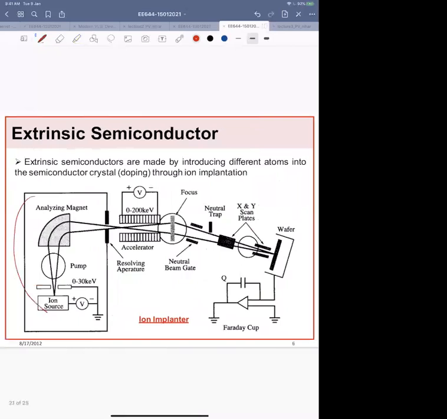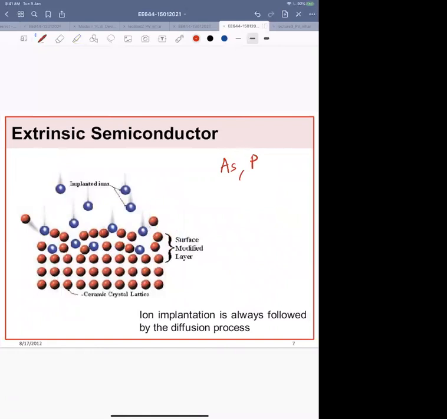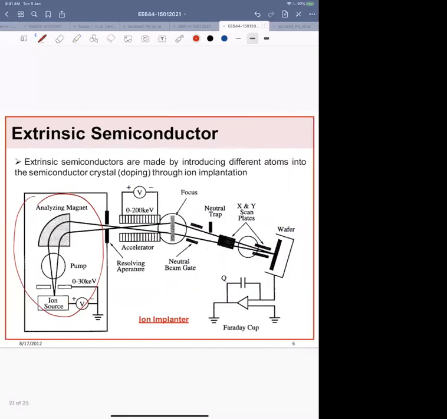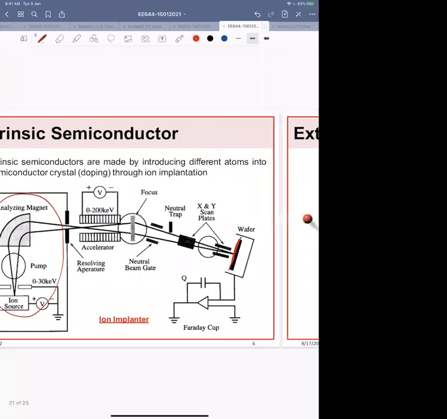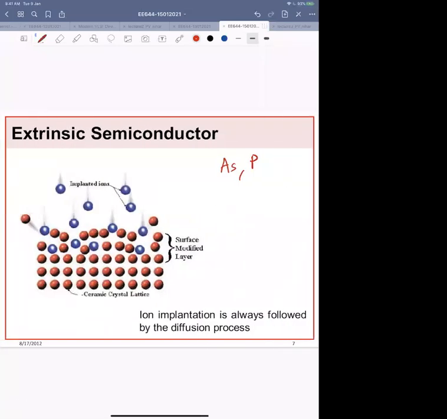In this stage you see we have the ion source. We create ions here, and then these ions are accelerated. Let's say arsenic is accelerated and then implanted into the semiconductor. So if I have my silicon here, arsenic ions are accelerated and implanted into this silicon, and the silicon crystal structure is broken. But implantation is always followed by a diffusion process. Diffusion is nothing but taking the implanted semiconductor and heating it, right? When you give thermal energy, the atoms all go back to their original positions. This is how an extrinsic semiconductor is formed, right?